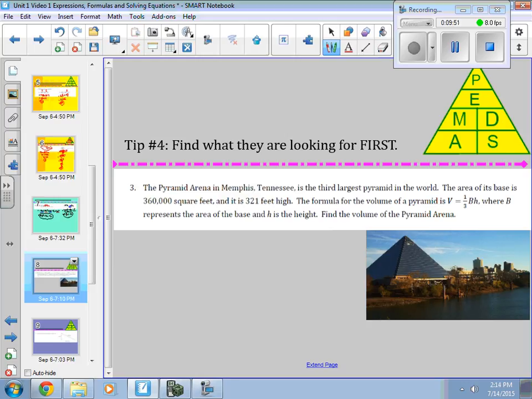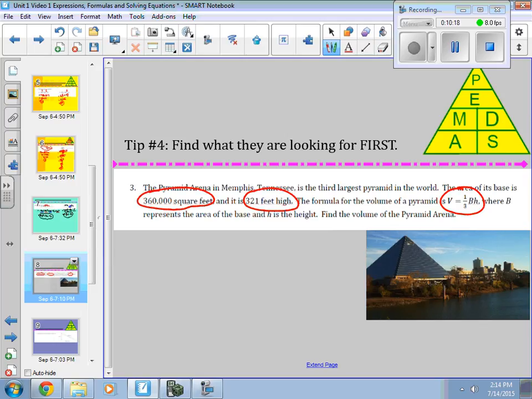The formula for a volume of a pyramid is volume equals 1/3 base times height, where B represents the area of the base and H is the height. Find the volume of the pyramid of the Pyramid Arena. So when you get these word problems, one good thing to do is probably go through and see where the important stuff is. We got an equation, we got a couple numbers, we need to know where those go.